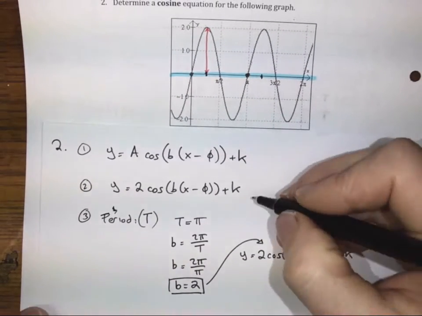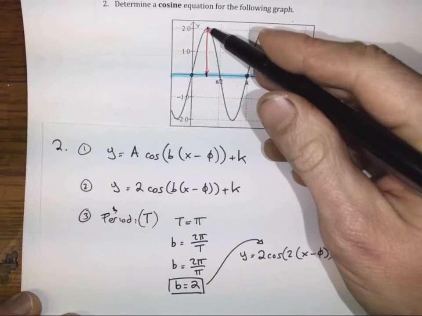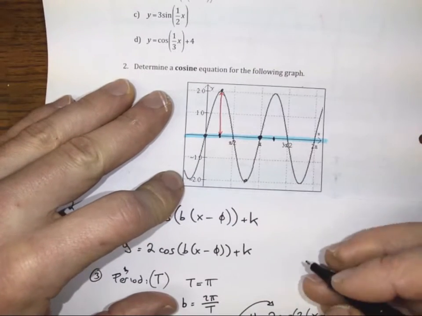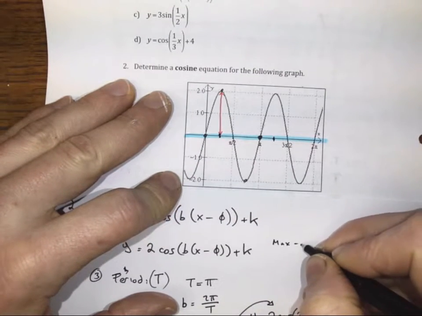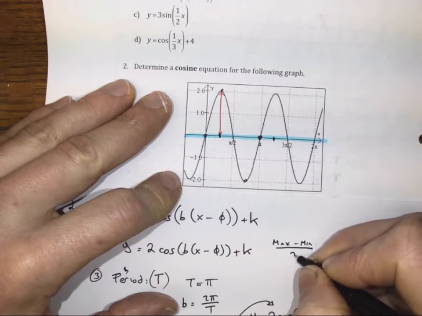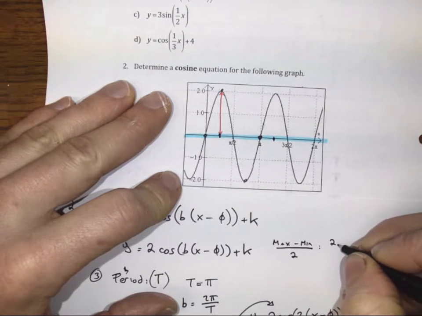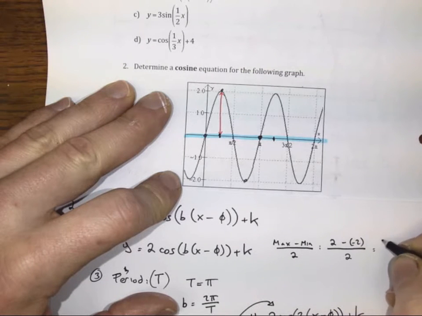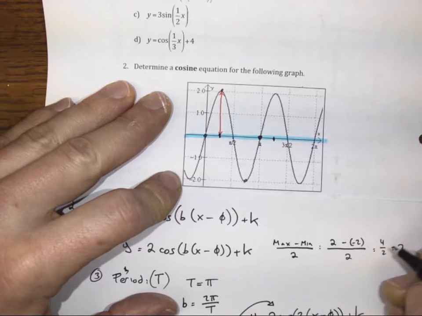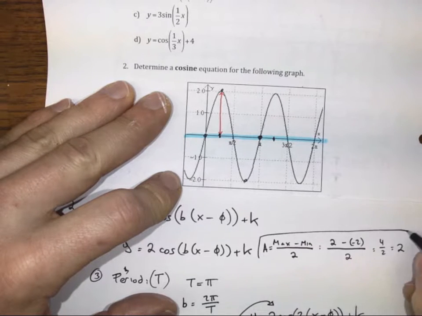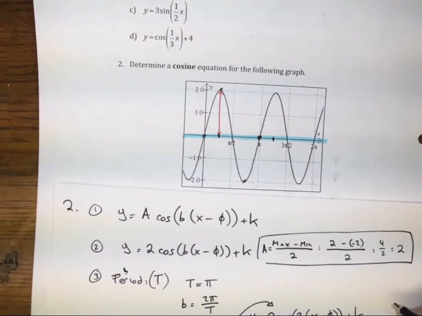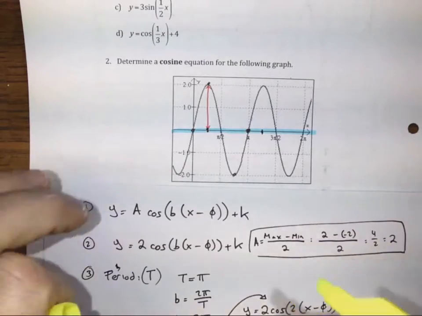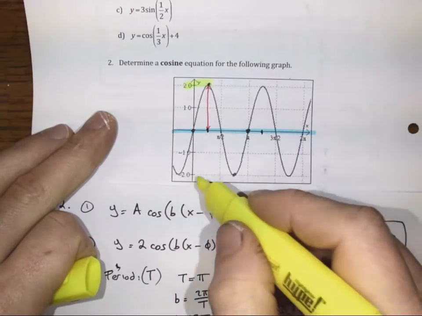I think I'm also going to write out here that another way to have thought about the amplitude, if you weren't sure, is to look at the max height and the min height. So you can say max minus min, divided by 2. That is 2 minus negative 2, divided by 2, which is 4 divided by 2, which is 2. And I can highlight those. There's my maximum value up here. My minimum value is down here.